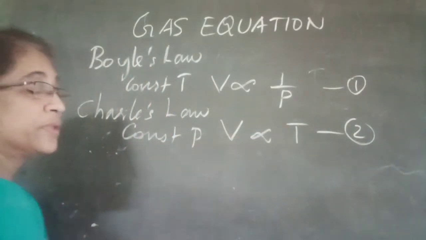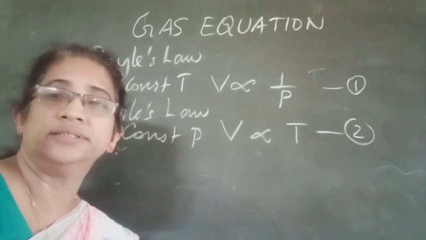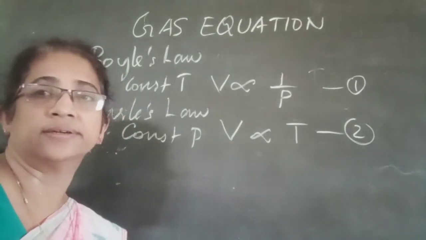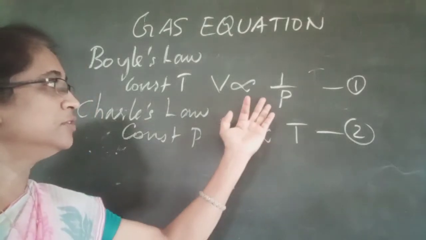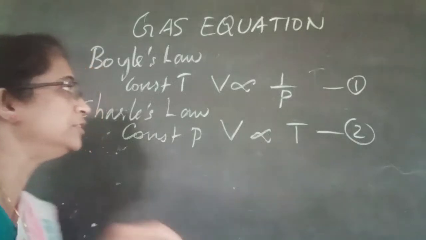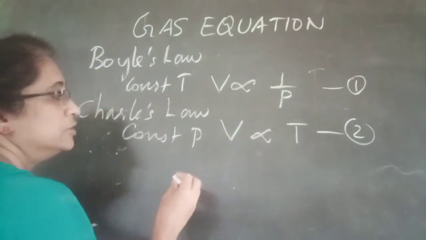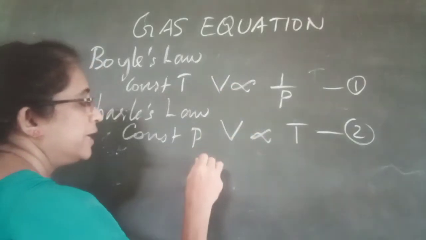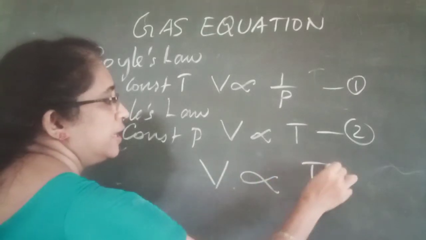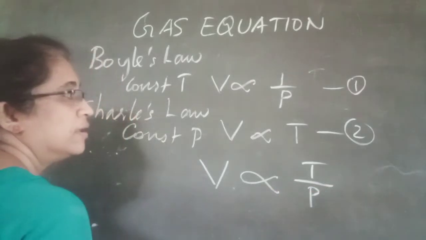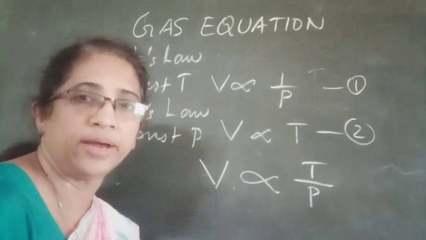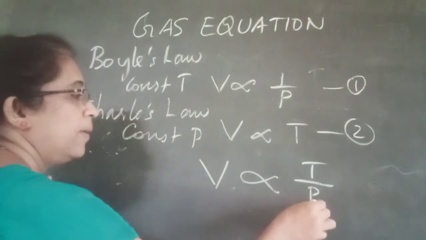According to Charles law, volume of a given mass of dry gas is directly proportional to the temperature at constant pressure. So let us consider these two equations and we can combine equation 1 and equation 2 because the left sides are same. So by combining these two equations we can write V is proportional to T divided by P.